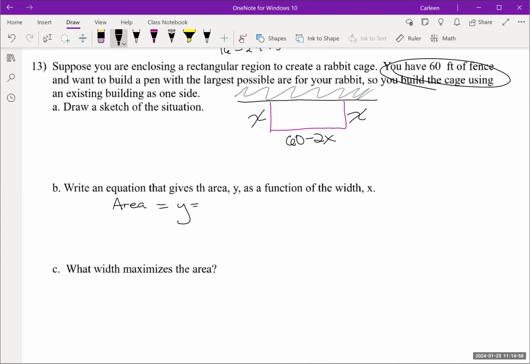That's the next step. That's the max. The max is gonna give us the vertex. We're gonna go length times width. Yeah, it makes sense. That'll give us the area, and we want to maximize that area.